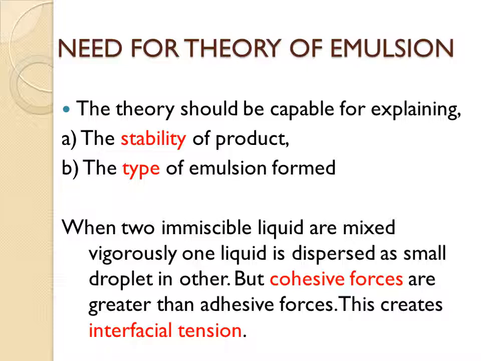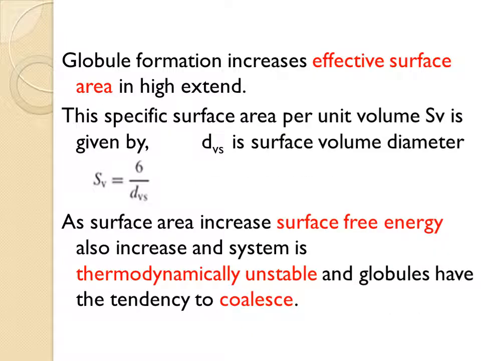So here, with one dispersed phase and the continuous phase, the cohesive forces between the molecules are greater, and that's why the globules come together, get mixed together again and form the separate phase. These cohesive forces create the interfacial tension between the two phases, or two immiscible liquids. The globules are formed when we mix the two immiscible liquids.